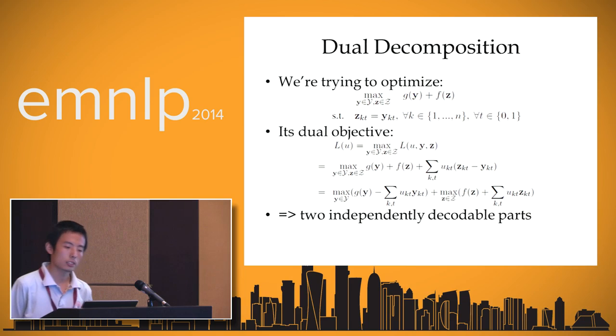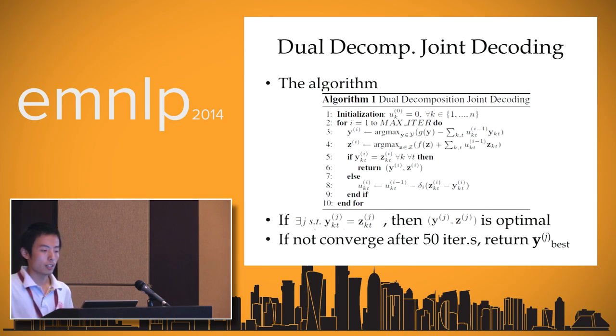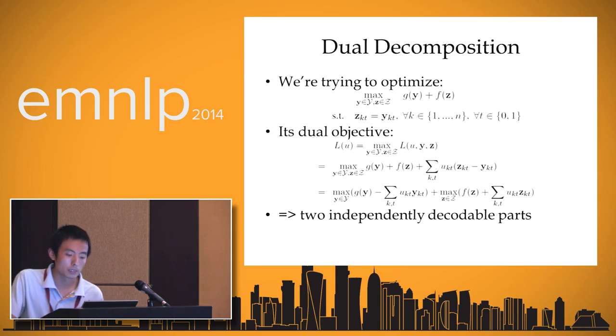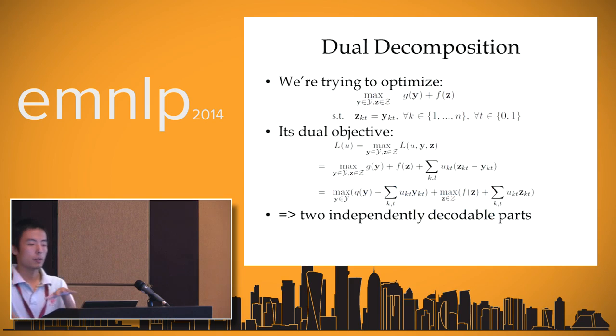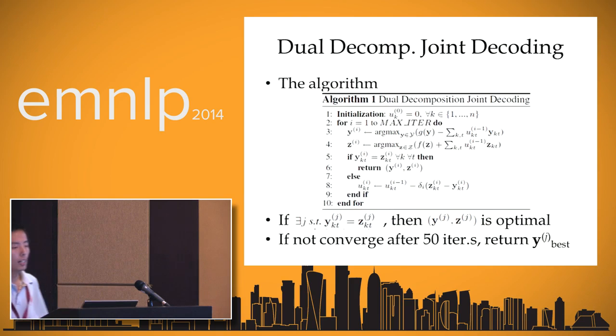So through the Lagrangian method, you can build a star objective, and this can be decomposed into two independently decodable parts. In fact, this is the basic idea of the dual decomposition algorithm. You can refer to this paper, and this is the decomposition based on this task. And also the algorithm for the joint decoding is listed below.